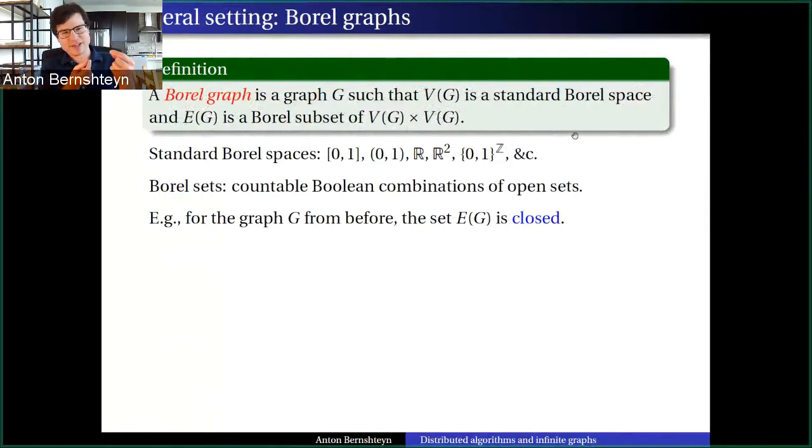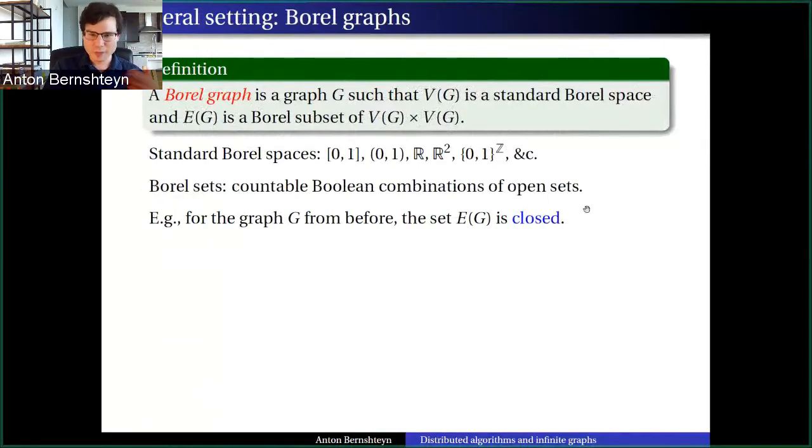Think of an edge as a pair of vertices. Every edge connects two vertices. So if you think of it as a pair of vertices, it really is a subset of the Cartesian square of the vertex set, the edge set, right? Every edge is an ordered pair, and then the set of all the edges is a subset of this Cartesian square. And we want this subset to be what is called Borel, which technically means essentially countable Boolean combinations of open sets. But again, you can think of it as nice.